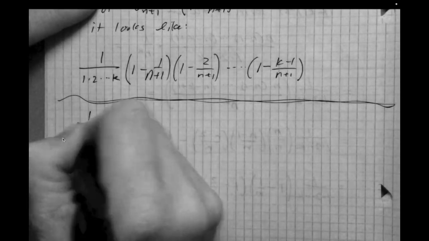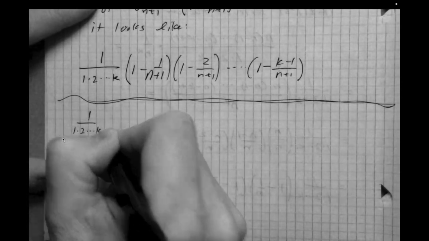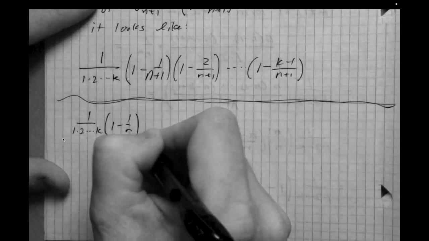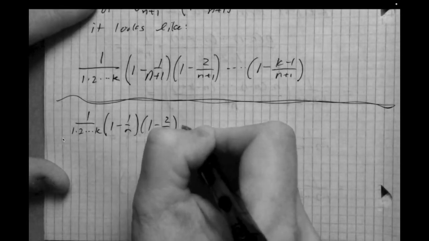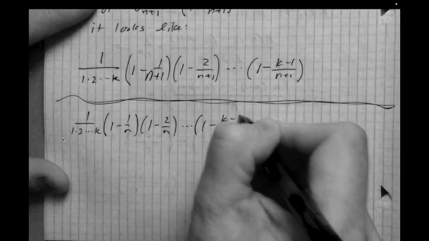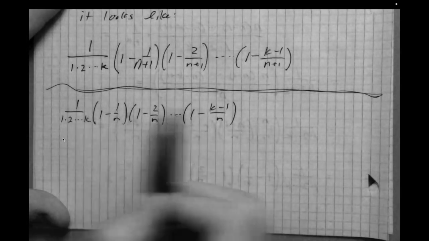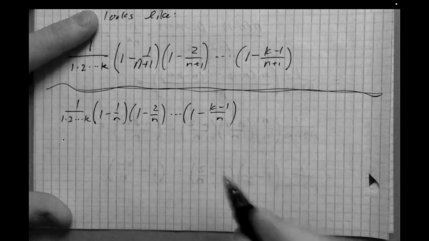Okay, and so let's put these guys next to each other and see what this looks like. Okay, so I've got 1 over 1 times 2 dot dot dot times k, and then 1 minus 1 over n, 1 minus 2 over n, dot dot dot, 1 minus k minus 1 over n. Okay, and then this is for the k plus first term of t sub n. The k plus first term of t sub n plus 1 looks real similar.